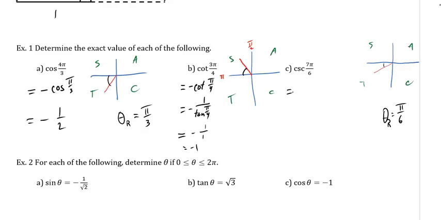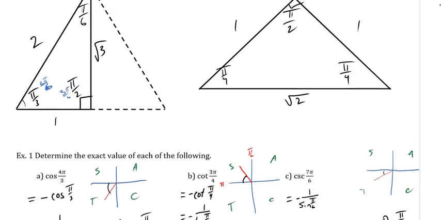Cosecant is the reciprocal of sine. So this is 1 over sine. Sine is negative, so this is -1 over sine of pi by 6. Okay, and see if you can use special triangles to figure that guy out.